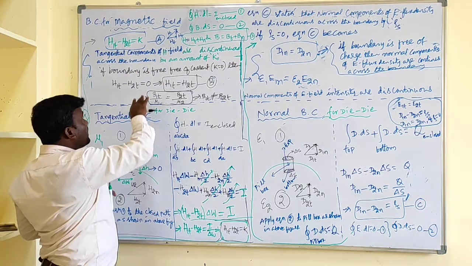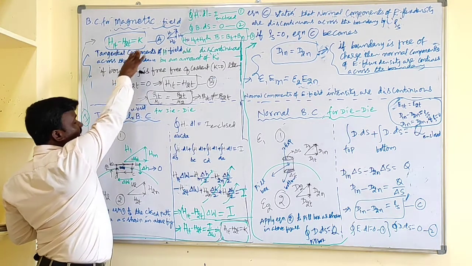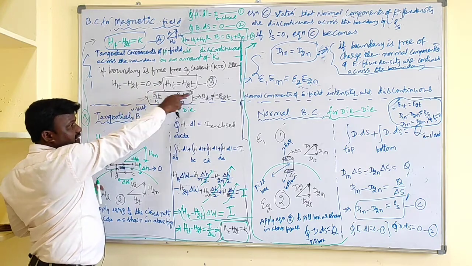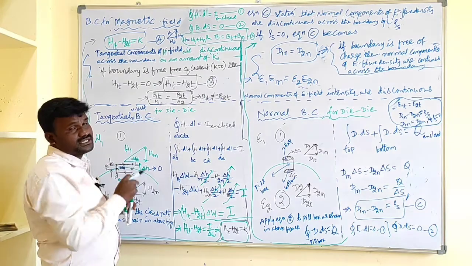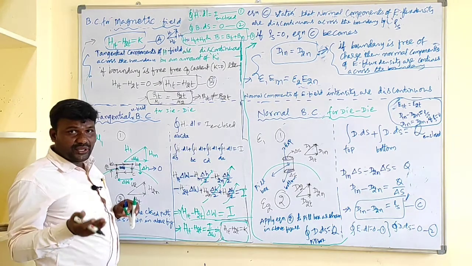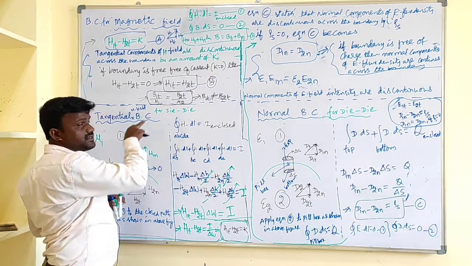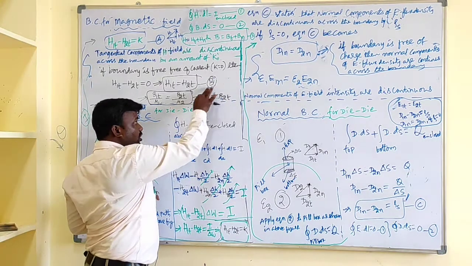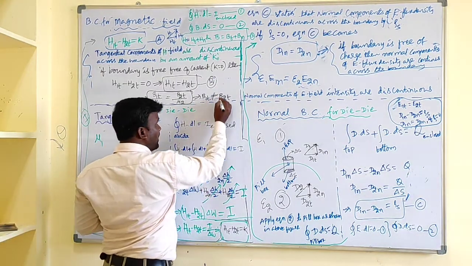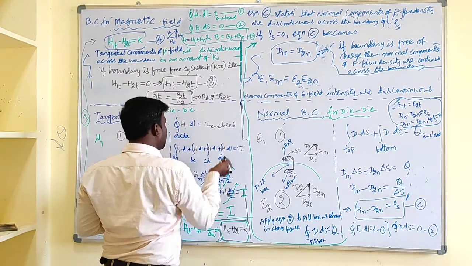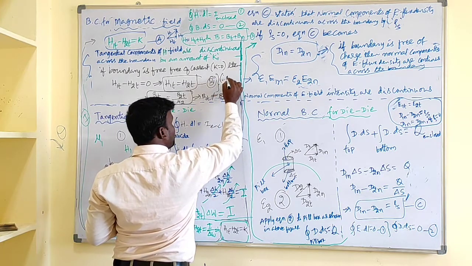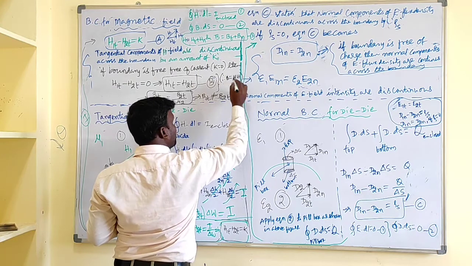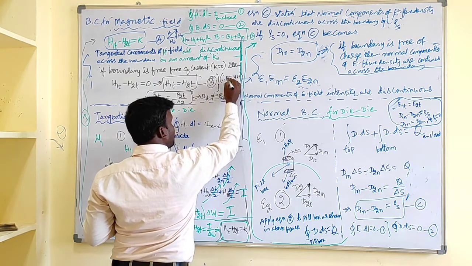If the boundary is free of current, means K equal to 0, in that case H1t minus H2t equal to 0. That implies H1t equal to H2t. It indicates tangential components of magnetic field intensity are continuous across the boundary if the boundary is free of current, whereas the tangential components of magnetic flux density are discontinuous across the boundary. Since here we can write B equal to mu into H, or else H equal to what?